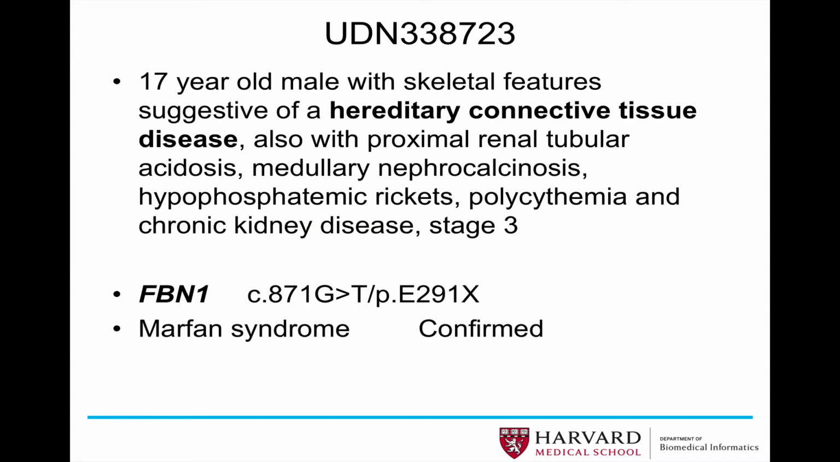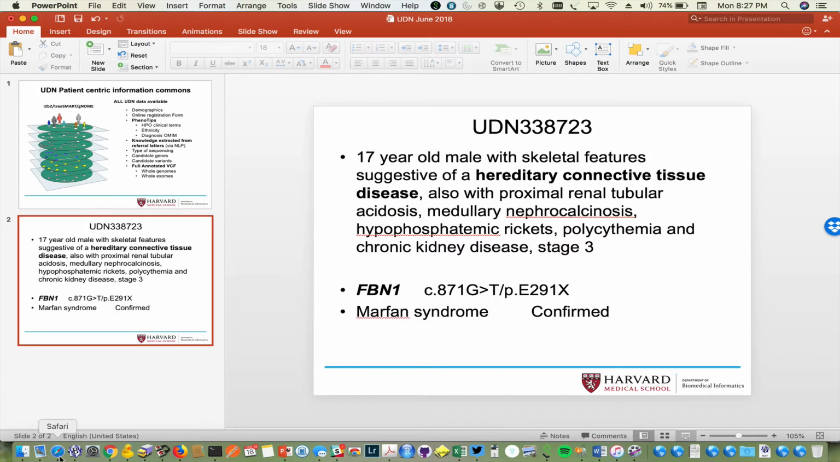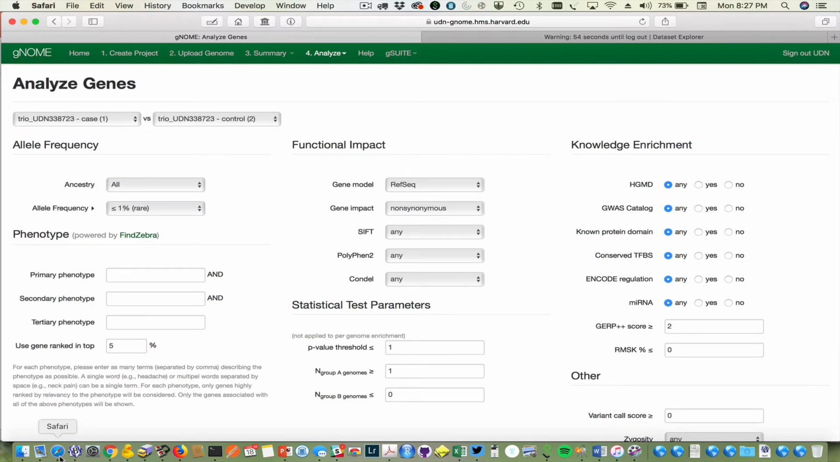Taking the example of one use case, this UDN patient, a 17-year-old male with collateral features suggesting hereditary connective tissue disorder with multiple renal malformations. It has been confirmed within this project that the gene FBN1 was affected with a mutation, and then Marfan syndrome was confirmed for this patient. Now I'm going to show you how, using the patient-centric information commons, we can reproduce this result.